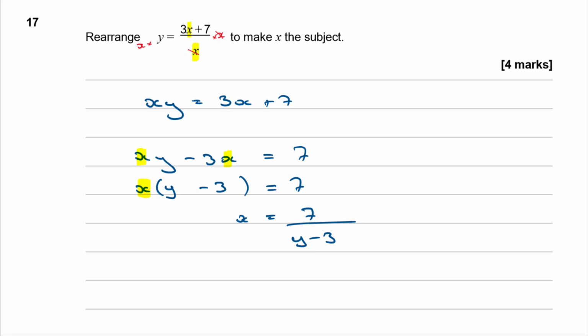Okay, so this is a very standard, straight up rearrangement technique for when you've got multiple versions of the letter that you're meant to be making the subject. Collect them all to one side, factorize it out of all the different terms so you've got one of them, and then rearrange for x.